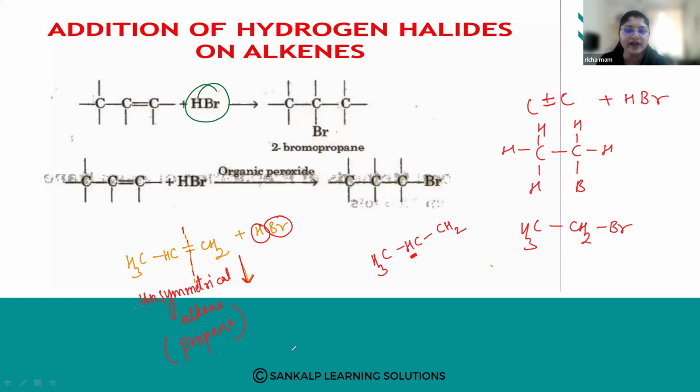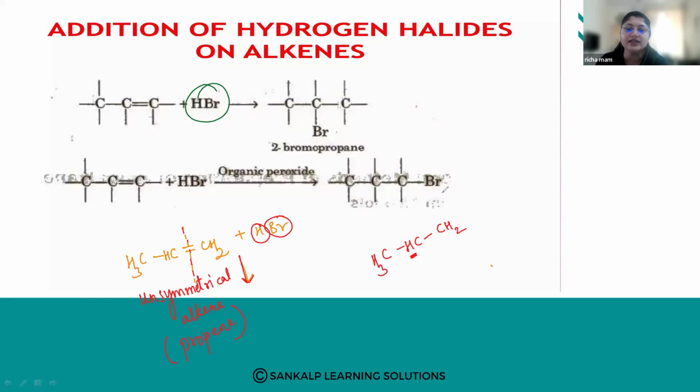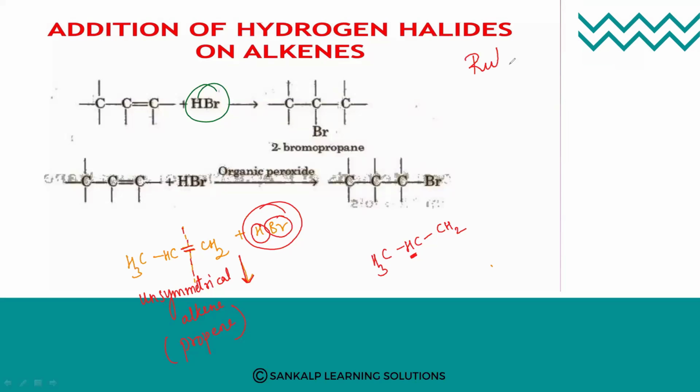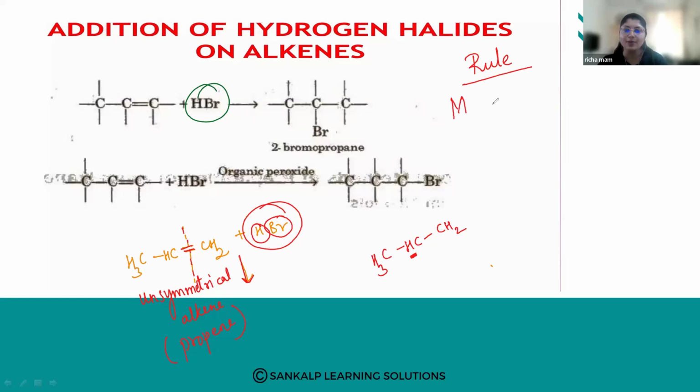Now, if I have an unsymmetrical alkene, then it is very difficult to add this hydrogen bromide across the double bond. So that time we are going to use a rule, and that rule is called Markovnikov's rule.